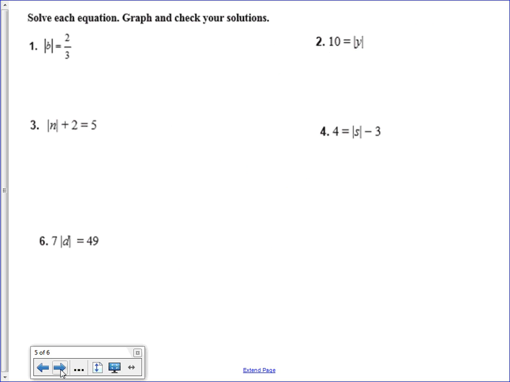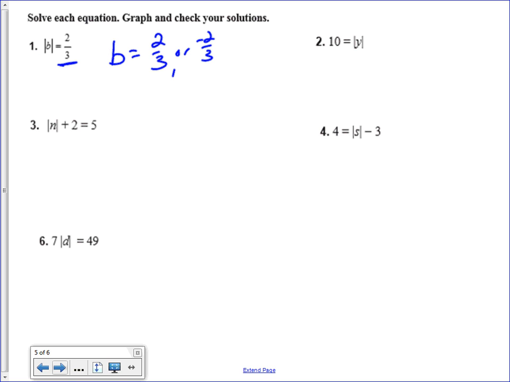Okay, so what's it going to look like on these? So now we got the absolute value of b is equal to 2/3. So again, this is saying what number is 2/3 away from 0? So again, I could say b is a positive 2/3 or b is a negative 2/3.